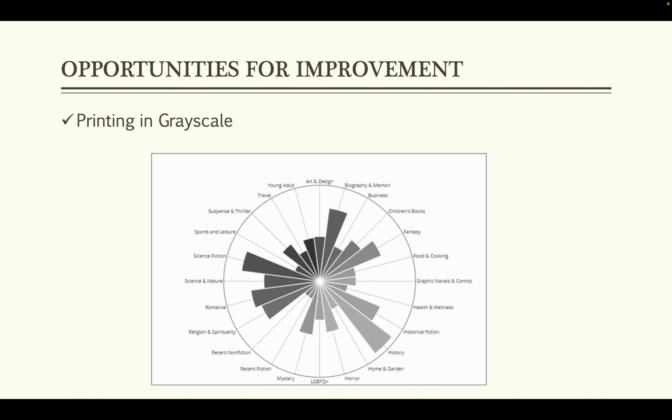Additionally, because of the use of color gradients, printing the graph in black and white didn't totally capture the differences in gradients. Because so many colors are used, a viewer may not be able to see patterns in the data.